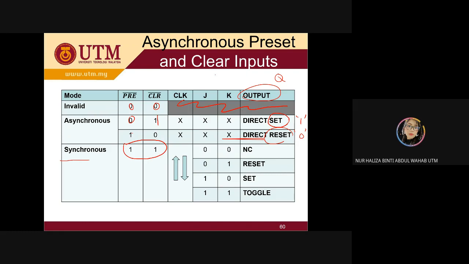If you have the JK flip-flop, either it is positive or negative, you need to look into the clock first. After you have the trigger on your clock, you're going to refer to your JK flip-flop. This is your JK flip-flop table.